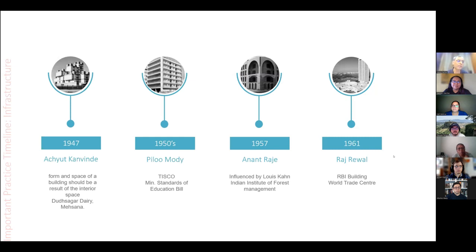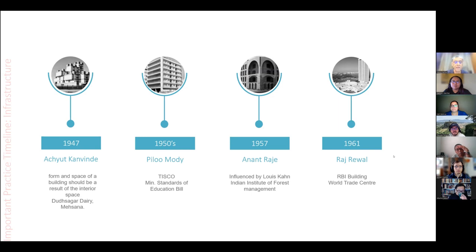And of course, there are large infrastructural firms who produce architecture for the government of India. Kanvinde, again, a Harvard graduate, formulated practice in Delhi. Pilu Modi was the first MP as well as architect, member of parliament and architect. He designed many buildings, but he also played a very pivotal role in shaping the IIA and Council of Architecture. Anant Raje, again, an architect from SET, designed many buildings after working with Louis Kahn. And Raj Reval, again, a large firm, still exists, doing a lot of government projects.